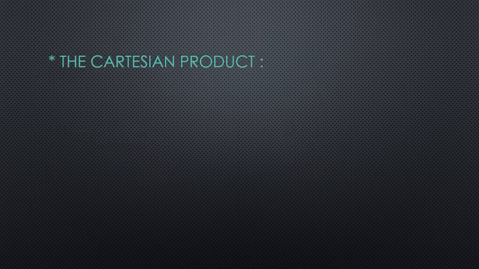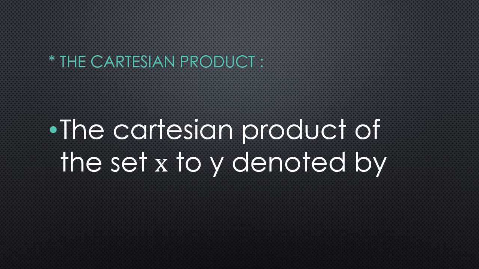Now let's start our basic lesson, the Cartesian product. The Cartesian product of the set x to the set y is denoted by x product y. We can say x multiply y. Between numbers, we can say 4 multiply 5, for example, but x and y are two sets, and between sets, we use the expression product. So we say x product y.